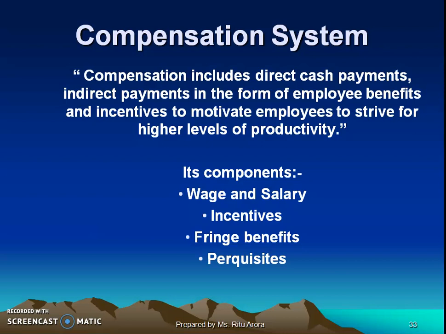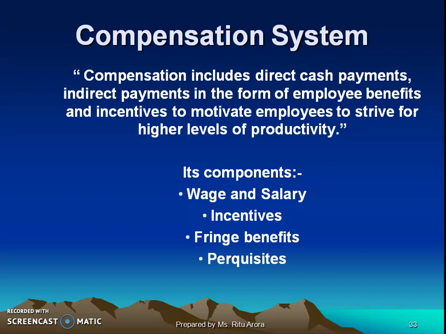The basic components of compensation: first is wage and salary, with a very borderline difference between the two. Wage is what an organization generally pays to its blue collar employees. Blue collar employees are those working in an organization who are directly linked to the production activities of the organization. Salary is basically meant for the white collar employees of an organization, who work at the middle management and top management level.